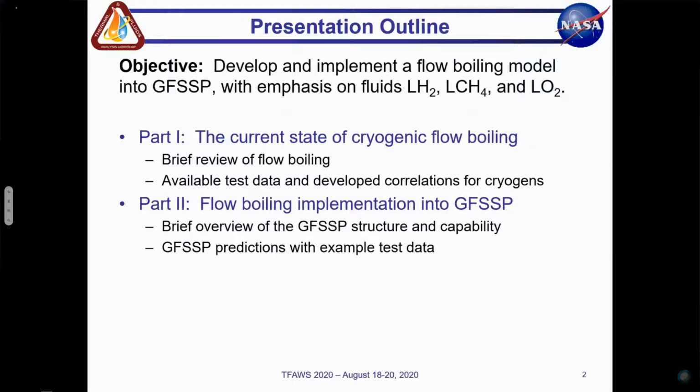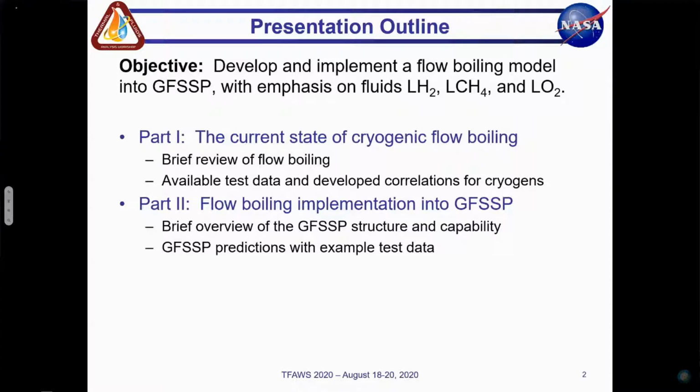Okay, so the objective of my work is to develop a boiling model and implement it into this program, GFSSP, with specific emphasis on the cryogenic fluids: hydrogen, methane, and oxygen. These three fluids can be used as rocket fuel, and that's why they are of particular interest to NASA. And I've focused my work around these three.